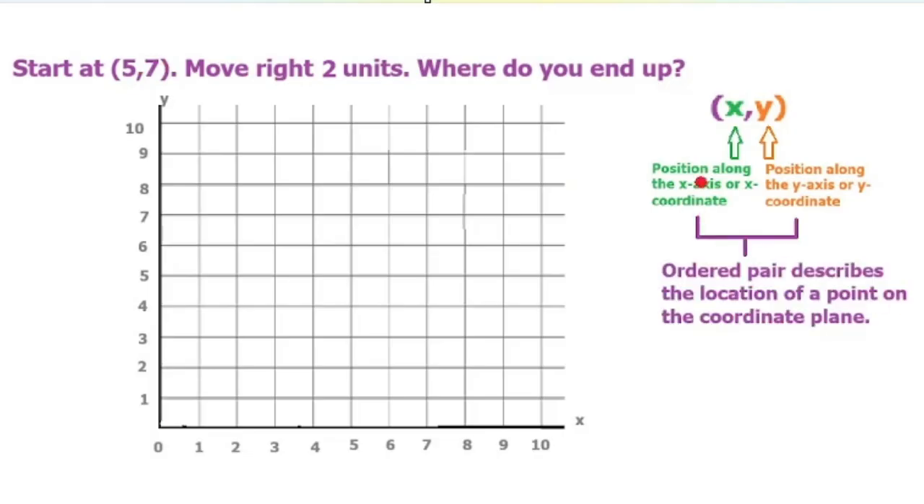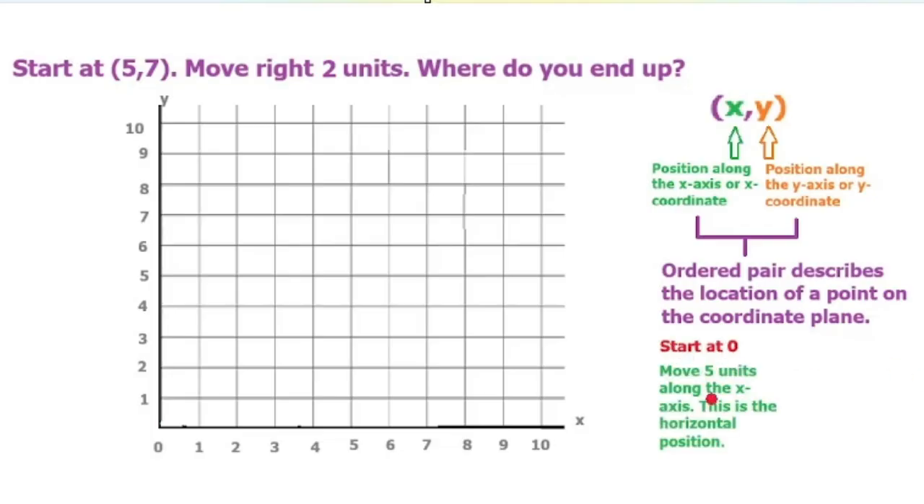So this is called an ordered pair. The ordered pair describes the location of a point on the coordinate plane. So that's going to tell us where 5, 7 is located.